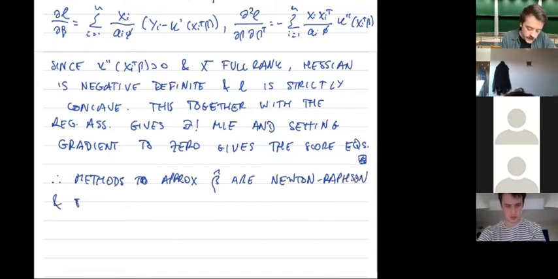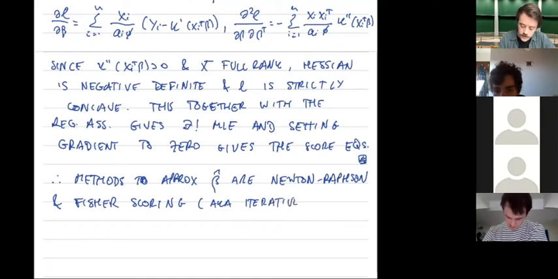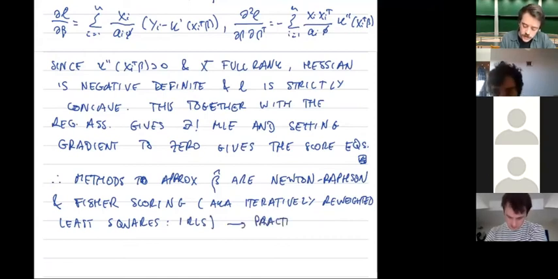And then also the Fisher, more particular to this, is the Fisher scoring. Sorry, not more particular, so this is just a method, but what is more particular is that this methodology within GLMs is also called iteratively reweighted least squares, also written as IRLS. Okay. So we'll see this in the practicals.